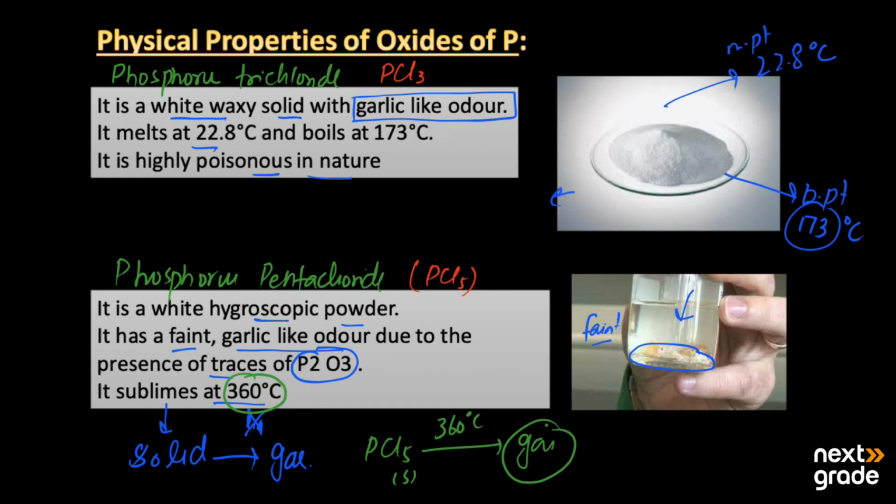These are some of the physical properties of the oxides of phosphorus that we have learned. It was a very simple topic, and they are basically somewhat soluble in water. In the next section, we will learn about the next properties.